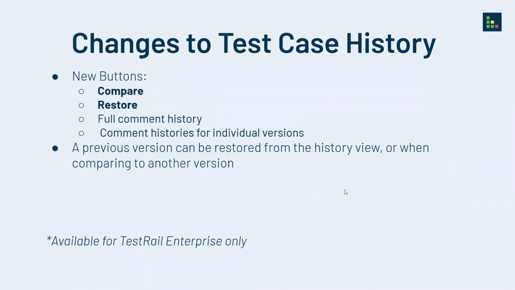So when viewing the test case history, we've added new buttons. These buttons allow you to do the compare and restore functionality along with the comment history. And as I mentioned, you can also restore a previous version from the history view or when comparing side by side. So you do not need to go into a comparison view. You can also just hit restore on a previous version from the list in your history view.